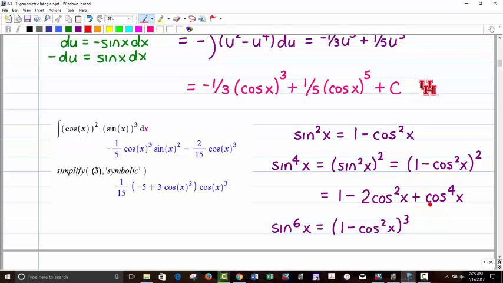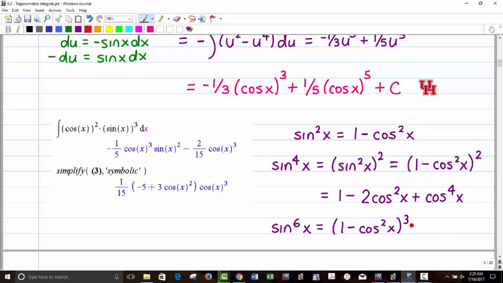You have three terms. If it was sine 6, you'd have 1 minus cosine squared cubed. Now, let me mention that. With that being said, on these kinds of problems, I never make a student do anything more than square a binomial, just because it's too tedious and messy.